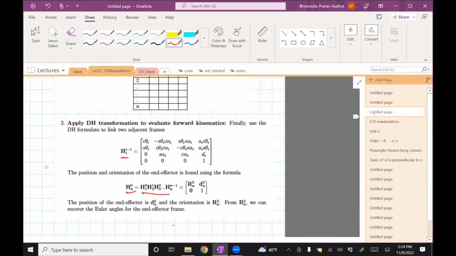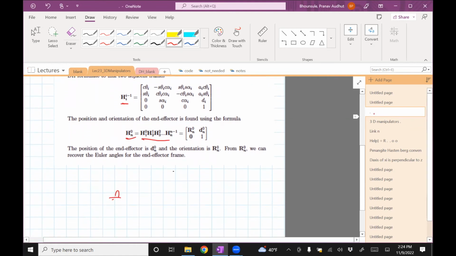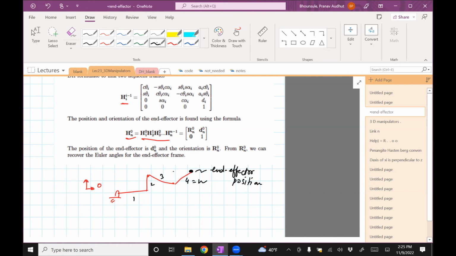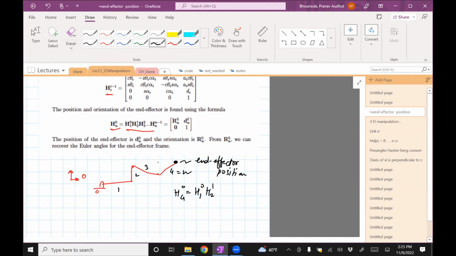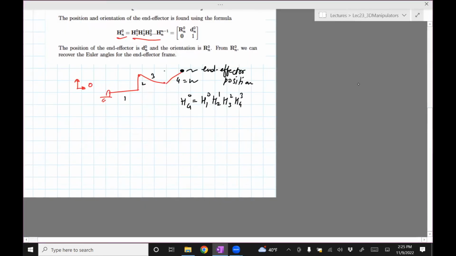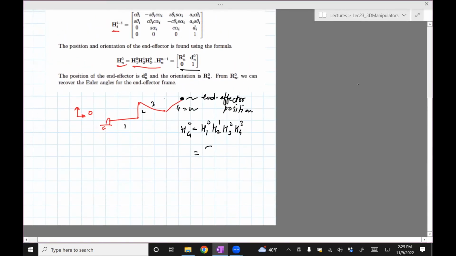And then in order to compute, let's say that we have multiple links, right? So this is the world frame. 1, 2, 3, 4. Your n is equal to 4. What we're typically interested in is we want to find the end effector position. So what you'll do here is you will write H40 as H10, H21, H32, H43. And when you do this multiplication, what you'll end up with is something like this.